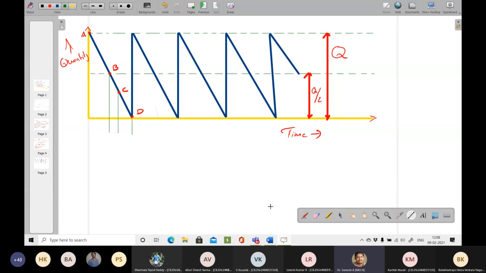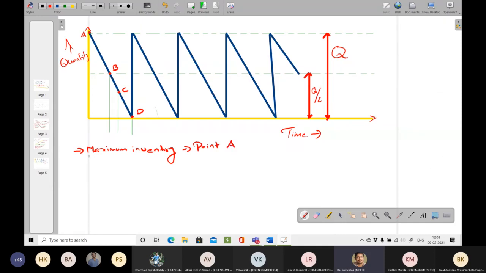If we say point A, what is the peculiarity of point A? The maximum inventory is shown at point A. So the maximum inventory, that is point A.